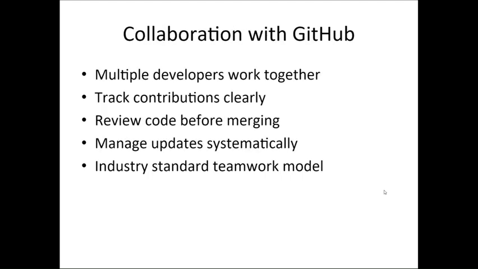So collaboration with GitHub: multiple developers can work together on a project. All of them are sending their commits to a particular repo. They can track contributions clearly, and review code before merging it. So they have a main branch, and each of them can push to a particular branch, review what the impact will be before merging into the main branch, and manage updates systematically. They can also produce an industry standard teamwork model.